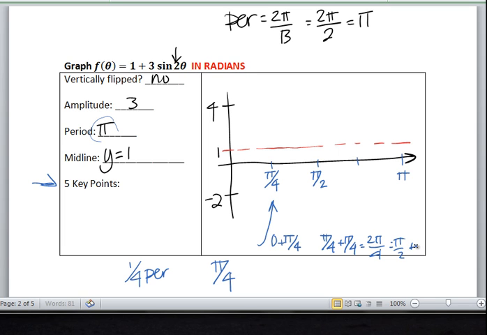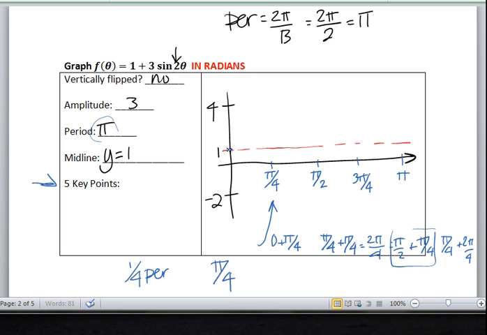And if I wanted to add pi over 4 to pi over 2, that's the same thing as pi over 4 plus 2 pi over 4, which is 3 pi over 4. So this is 3 pi over 4. Okay, so I think for us the quickest and easiest way to do this is to figure out what a period is, then take a quarter of that. And from your starting point, just keep on adding a quarter of the period and simplify your answers. Okay, and then we can draw our graph.